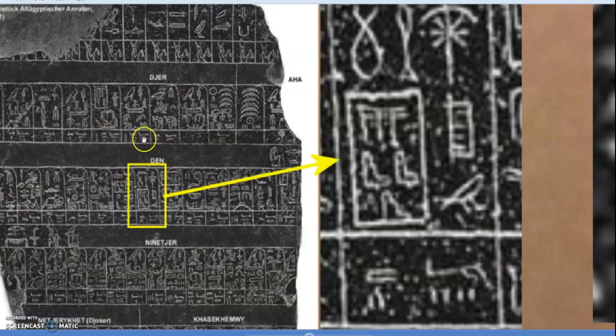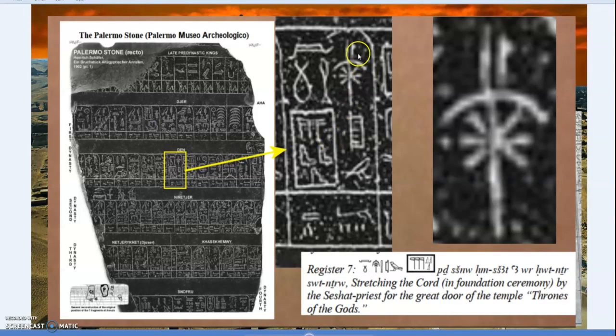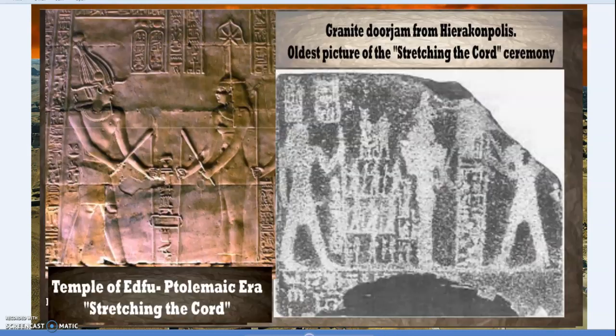Now, each year they would also record the Nile flood in cubits, palm, and fingers, and we can even see the symbol of Seshat there as well. Stretching the cord ceremony, foundation of a new temple. The Seshat priest would, for the great door, the throne of the gods. Here we can see Seshat's partly obscured. We see the pharaoh's partly obscured, but we see Seshat.